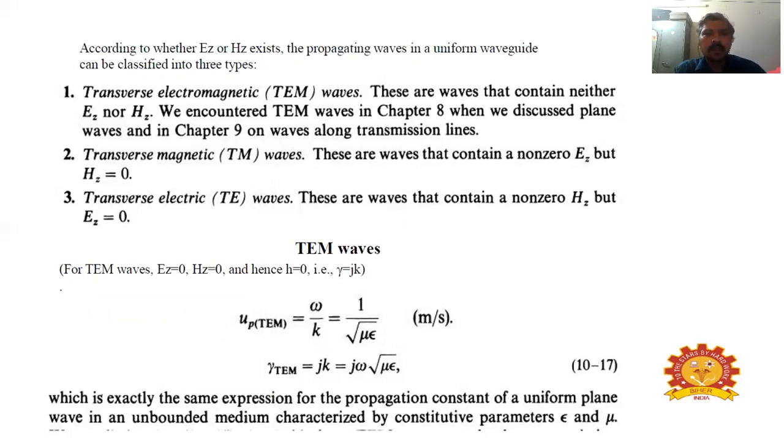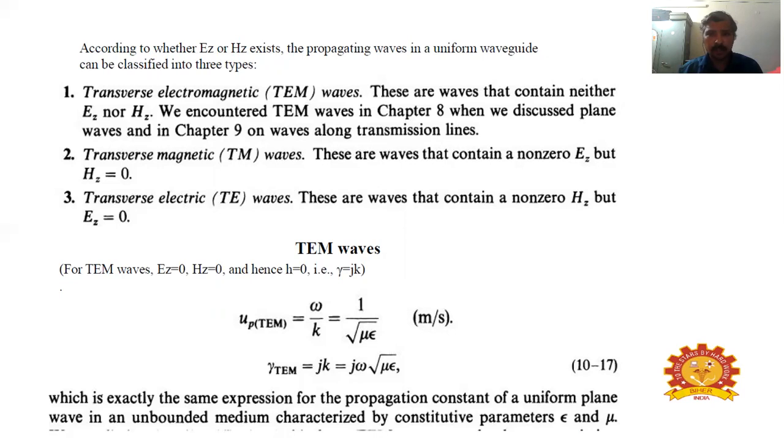According to whether Ez or Hz exists, the propagating waves in a uniform waveguide can be classified into three types: transverse electromagnetic waves, transverse magnetic waves, and transverse electric waves. They are denoted as TEM, TM, and TE waves. First, let's see what transverse electromagnetic waves are. These are waves that contain neither Ez nor Hz, that is, they have neither electric field nor magnetic field component along the direction of propagation. We encounter TEM waves when we discuss plane waves and waves along transmission lines.